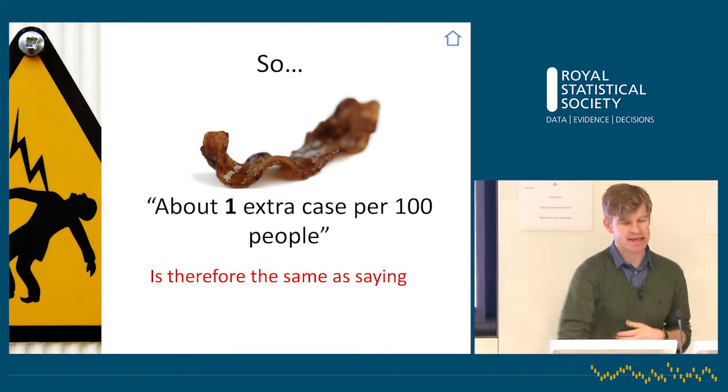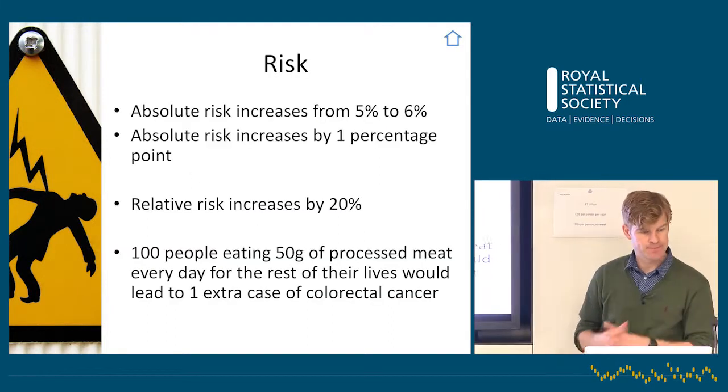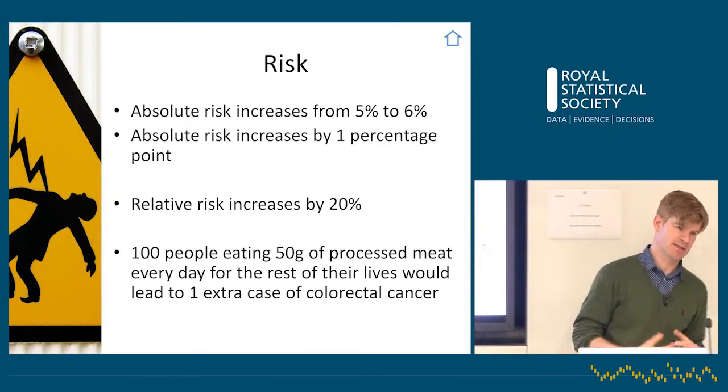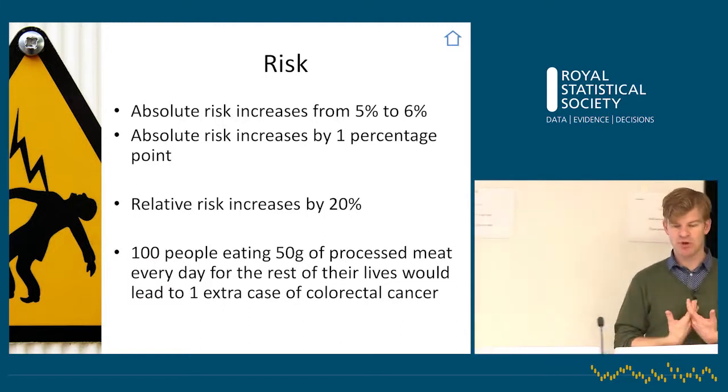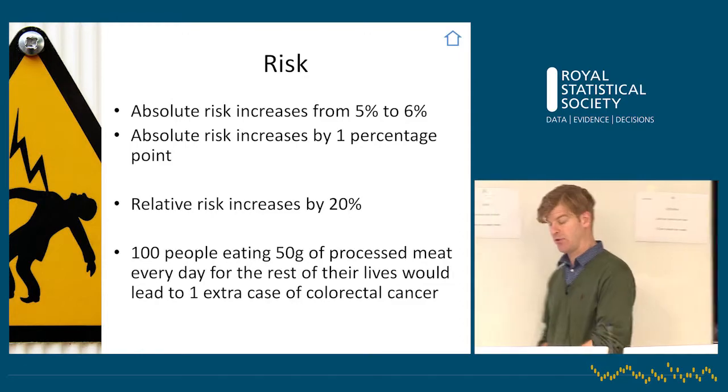So it's the same as saying 1 extra case per 100 people. And in fact, quite a nice way of summarizing might be something like this: 100 people eating 50 grams of processed meat every day for the rest of their lives would lead to 1 extra case of colorectal cancer.